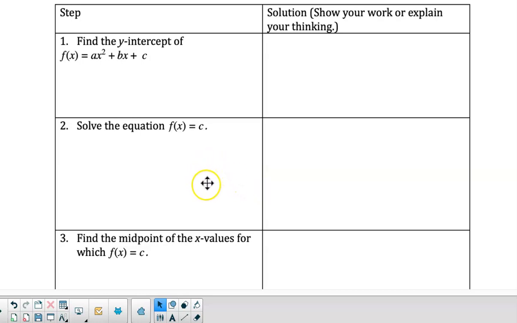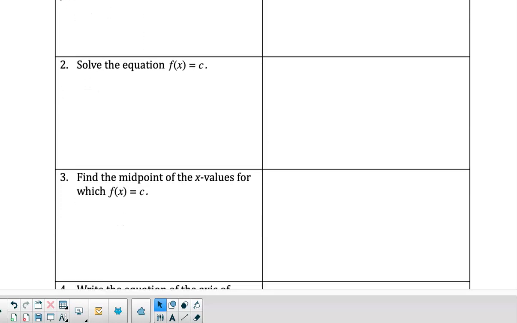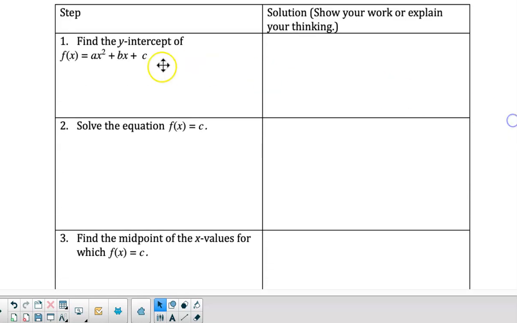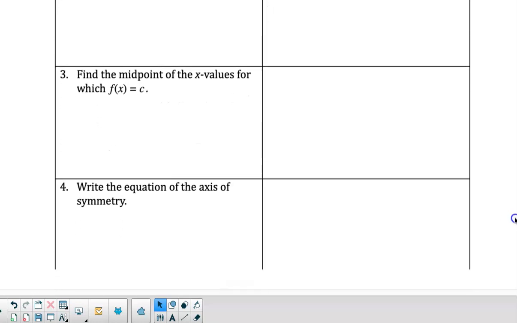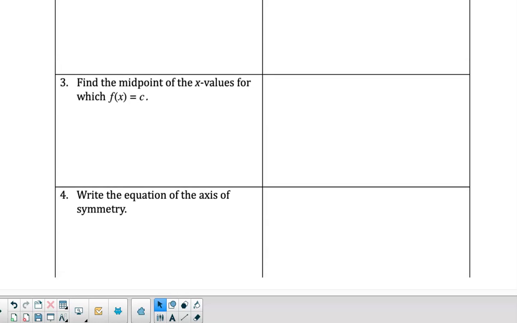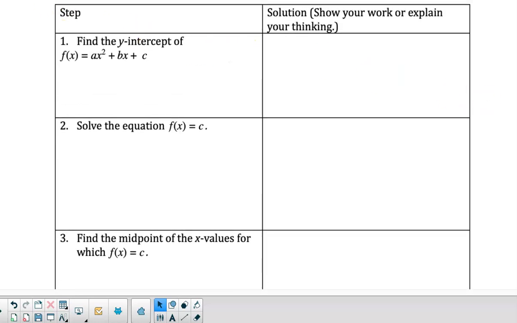So here we are going to learn the process of finding the axis of symmetry of a given quadratic function in the standard form. Here you have f of x is equal to ax square plus bx plus c, and you have to find the axis of symmetry, write the equation of the axis of symmetry. That is what we are going to do, okay?